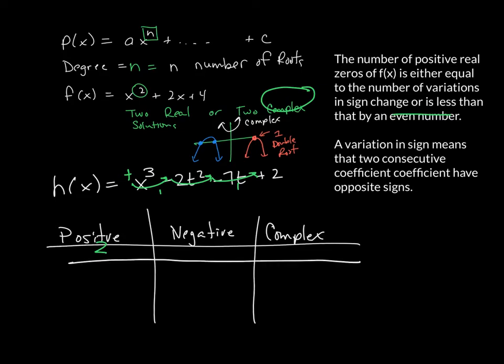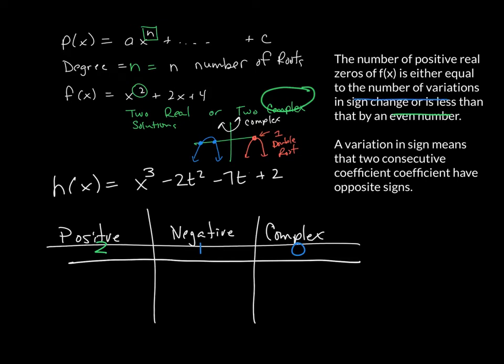Now, let's go back to the degree for a moment. The degree of our polynomial is 3. So that means it has 3 real zeros. So that means it's going to have 1 negative or 0 complex. Now, let's go back over to the rule.